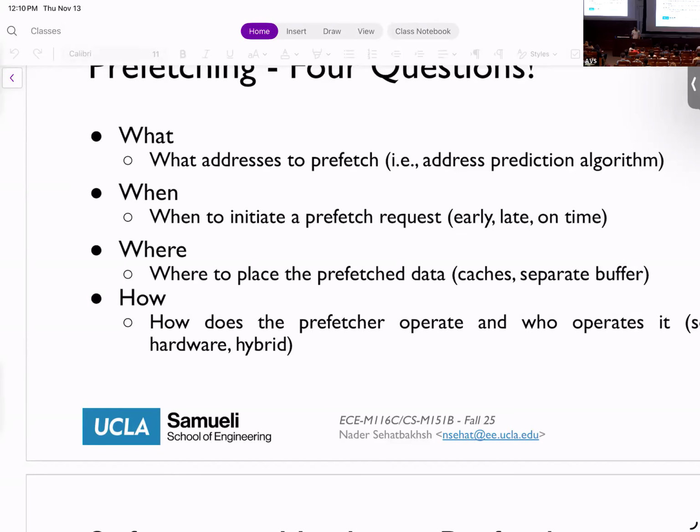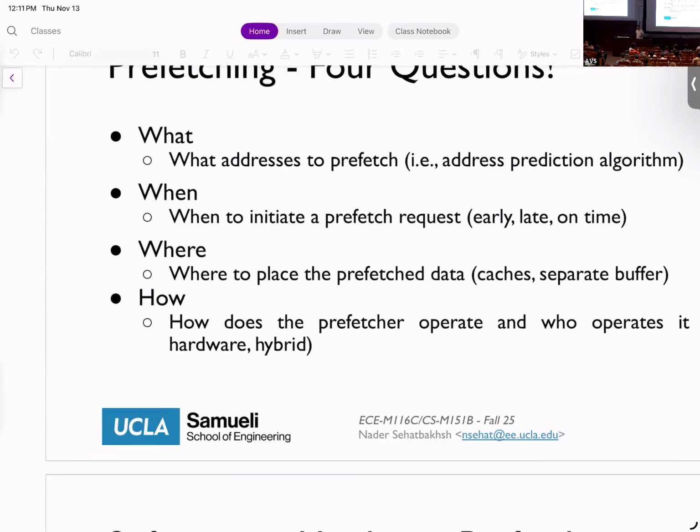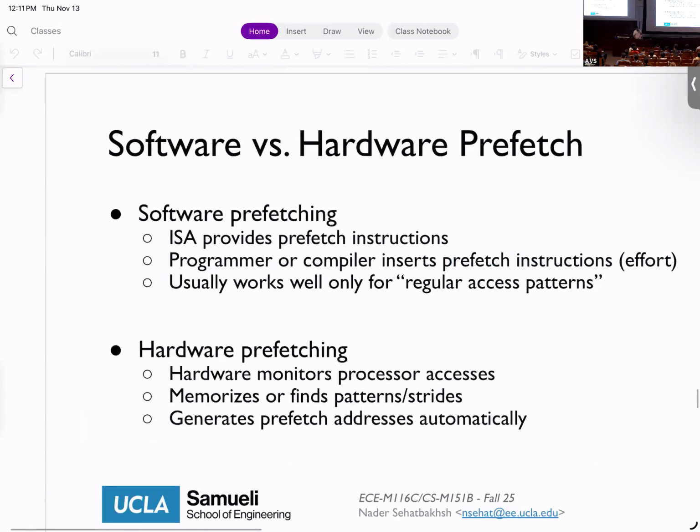And lastly, how do you want to implement your prefetchers? There are two types of prefetchers: software prefetchers and hardware prefetchers. Software prefetchers, you can think about them as instructions. We can put an instruction like load this address, and that would result in a load. And this load address could be for future addresses, right?